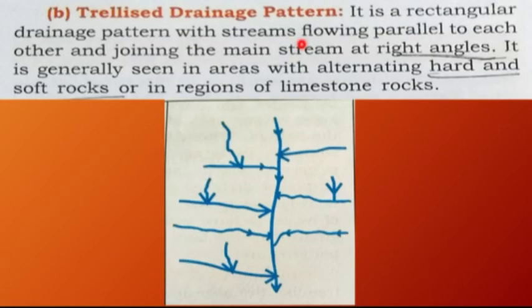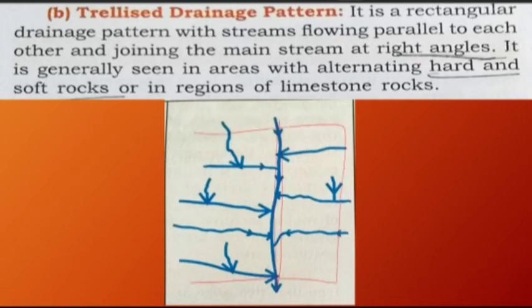Trellised drainage pattern. It is a rectangular drainage pattern with streams flowing parallel to each other and joining the main stream at right angle. This here. This is okay, and you can see now here the parallel lines. They are parallel to each other, right? And they are crossing at right angle. Wait a minute. Can you see this right angle? These all are right angles, right? Like this is a right angle, right?